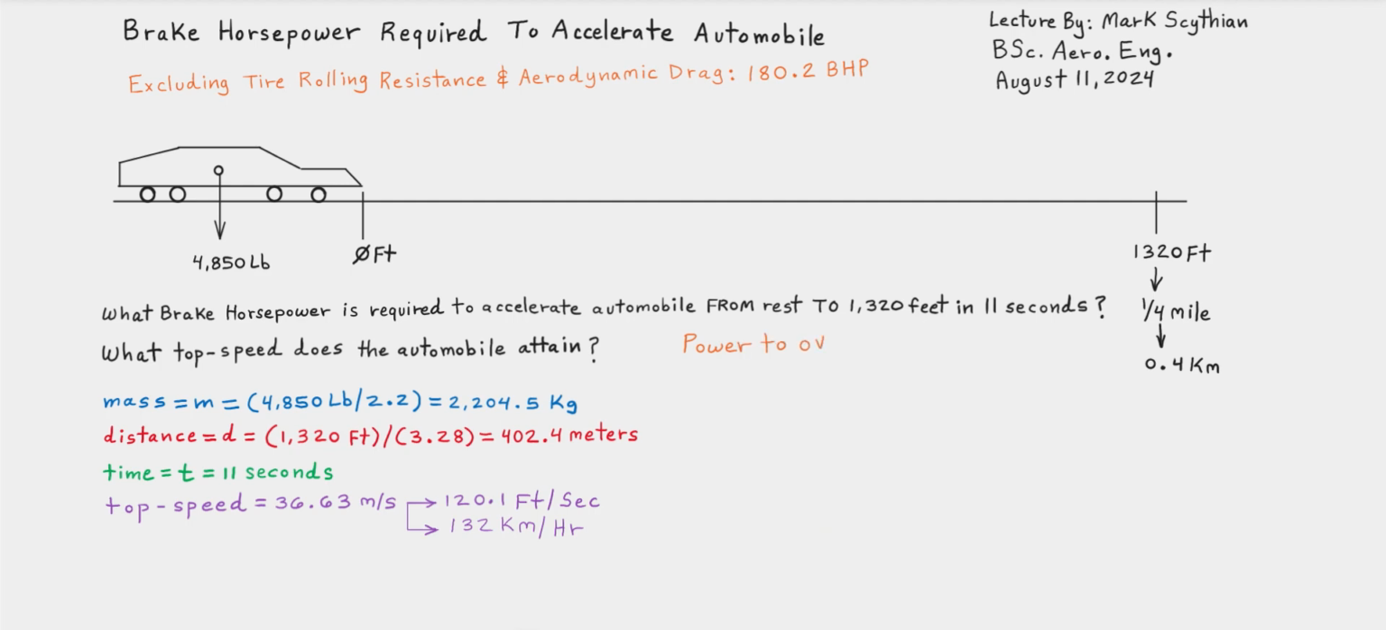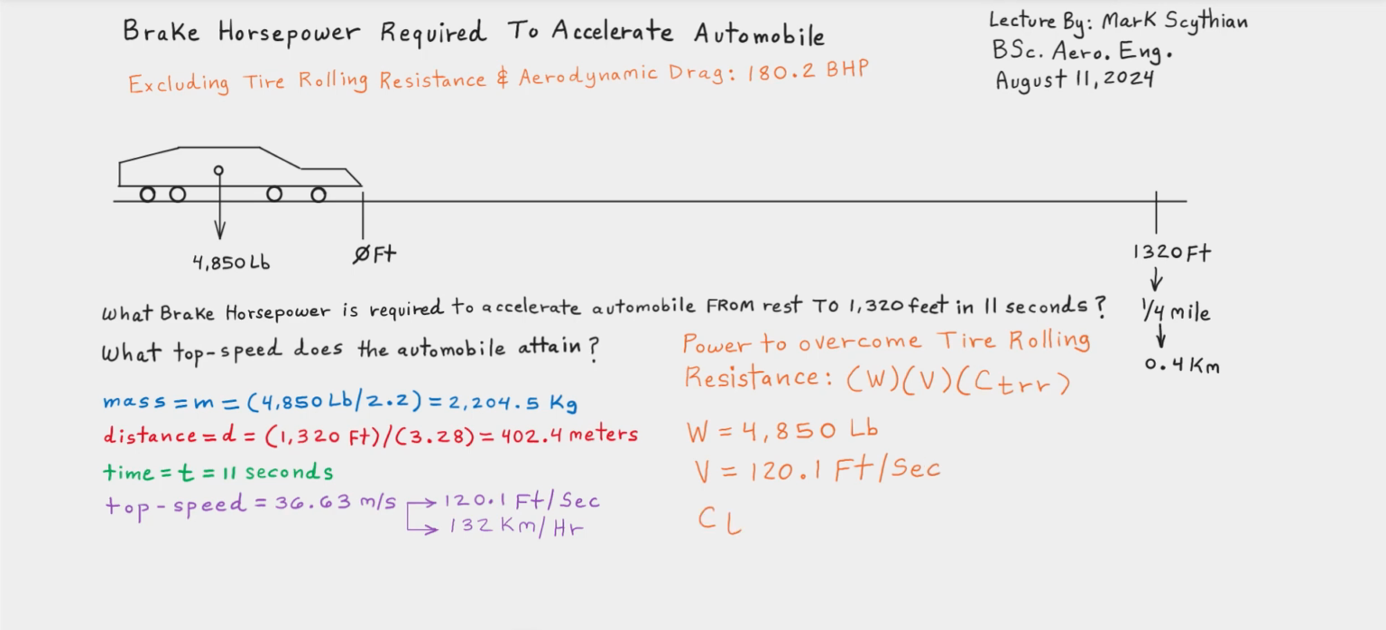Now, if we include the average power required to overcome tire rolling resistance, we can use the formulation W times V times the coefficient of tire rolling resistance. For this calculation, we can use the US system of measure. So we multiply the 4,850 pounds curb weight of the car times the final velocity, 120.1 feet per second.